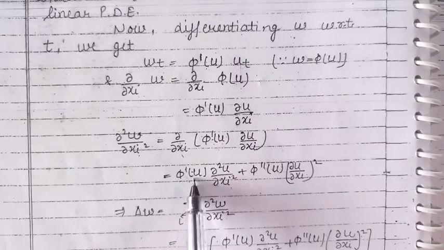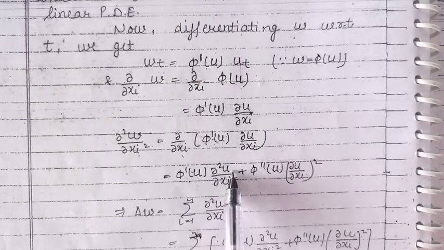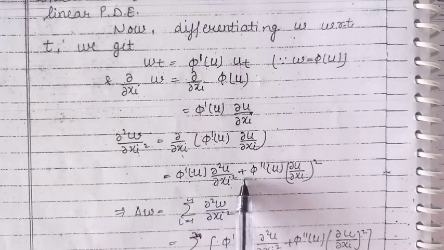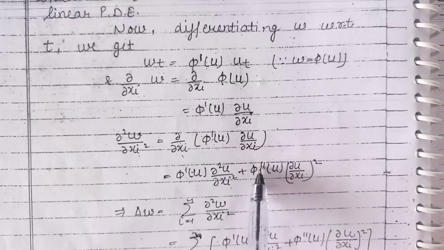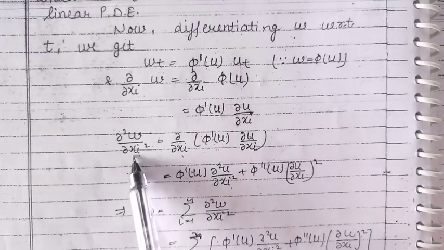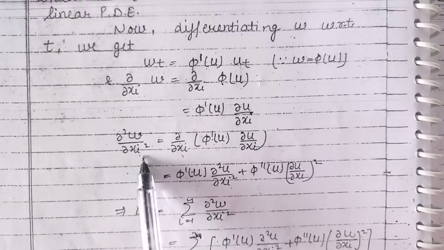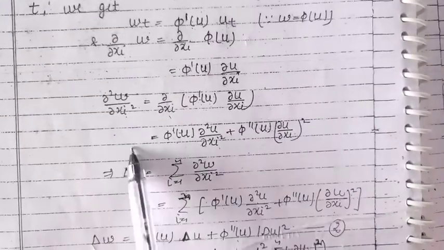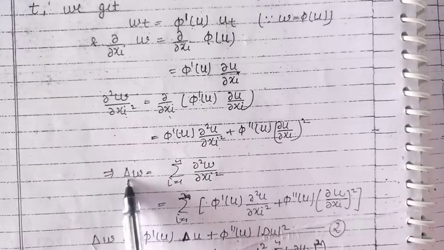First function as it is, derivative of the other term with respect to x_i, which is given by del squared u by del x_i squared, plus this term as it is, derivative of phi dash u, this becomes phi double dash u into del u by del x_i. So we have obtained the second order partial derivative of w with respect to x_i. Now taking summation on both sides from 1 to n, this will become the Laplacian of w.